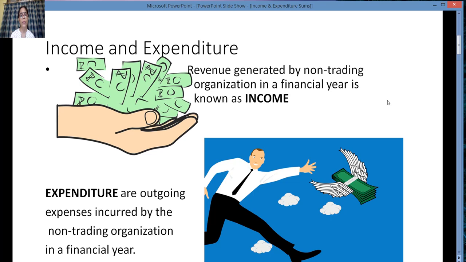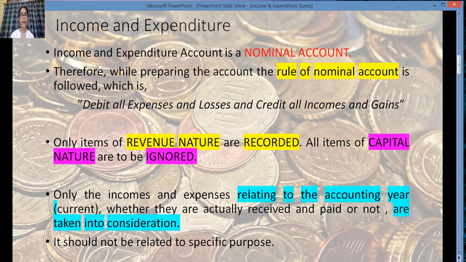So when we say income and expenditure, generally we represent this in an account which is known as income and expenditure account, which determines the surplus or deficit of a not-for-trading organization in a particular financial year, which is similar to your profit and loss account. So it's a nominal account. Since it's a nominal account, the rule of nominal account applies, which is what? Debit all expenses and losses and credit all incomes and gains. So incomes are generally shown on the credit side, right hand side, and expenditure are shown on the left hand side of the account.